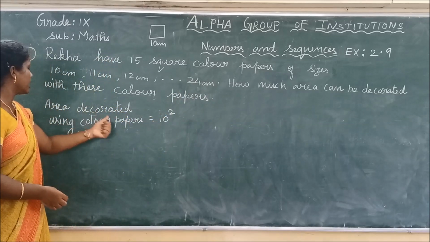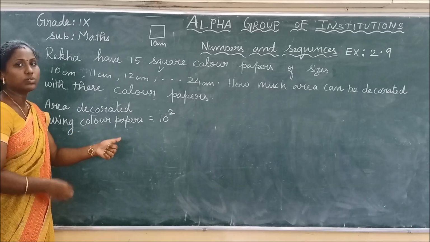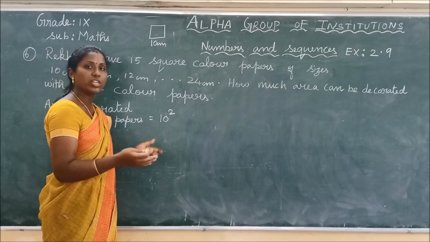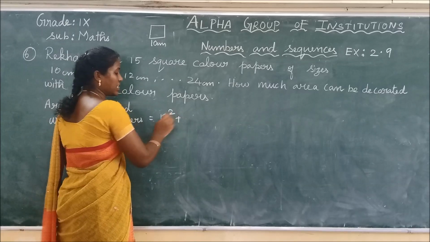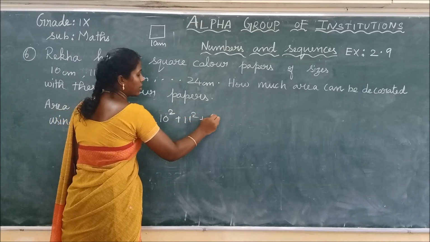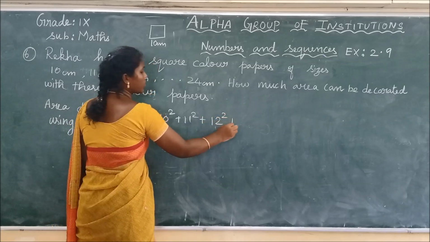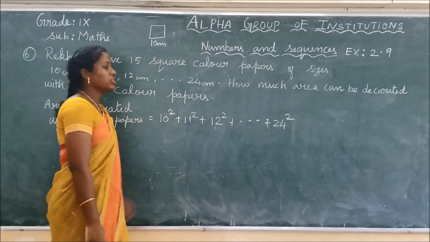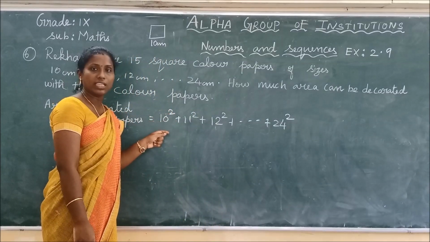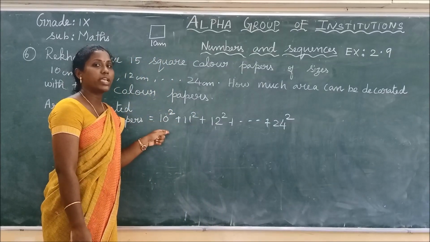So the area decorated using the color paper is equal to, we are going to add the areas of each and every square. So the first square starts from 10 cm, so 10 square plus 11 square plus 12 square plus etc. The last value is 24 square. Now the given question we have written in the form of the series. Here we are speaking about the area of the square.